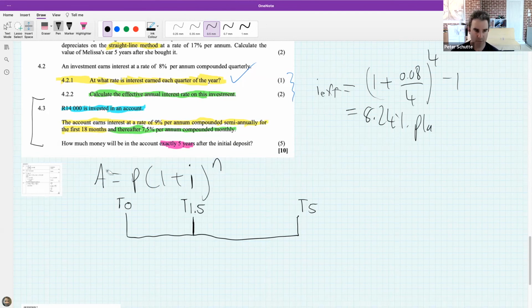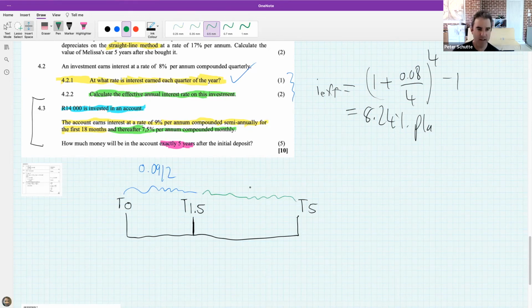Now that I've got the important points on my timeline, I'm going to illustrate where each type of interest rate applies. So 9% compounded semi-annually is going to be 0.09 divided by 2. And then for the second part of the journey, the interest rate is 0.075 divided by 12.